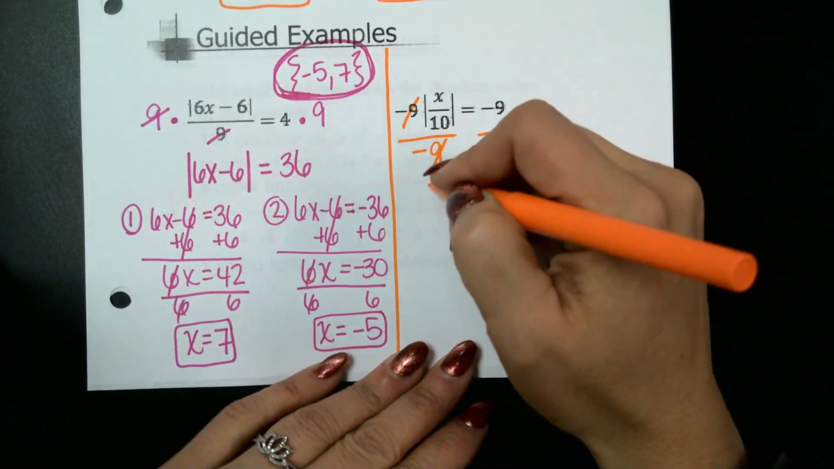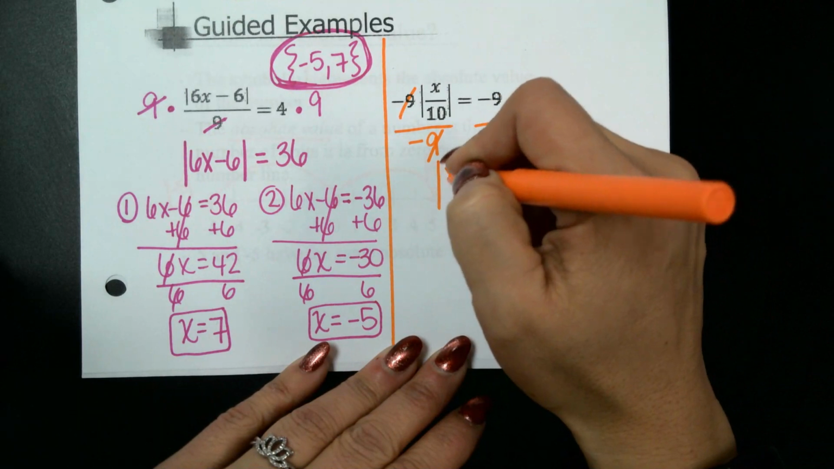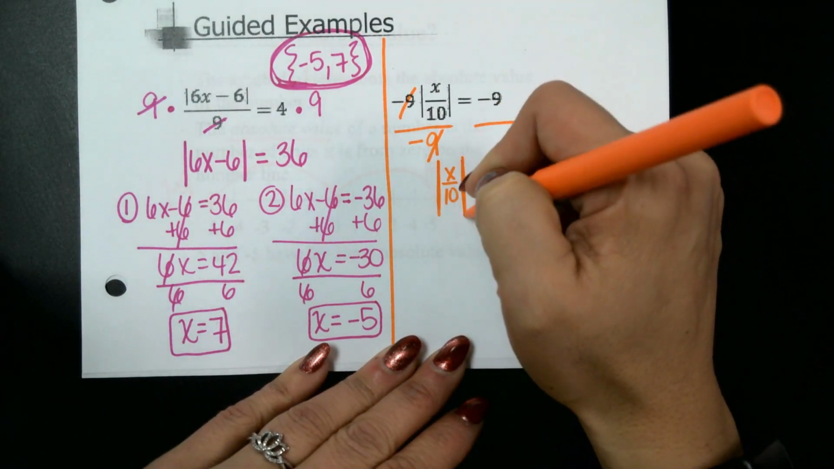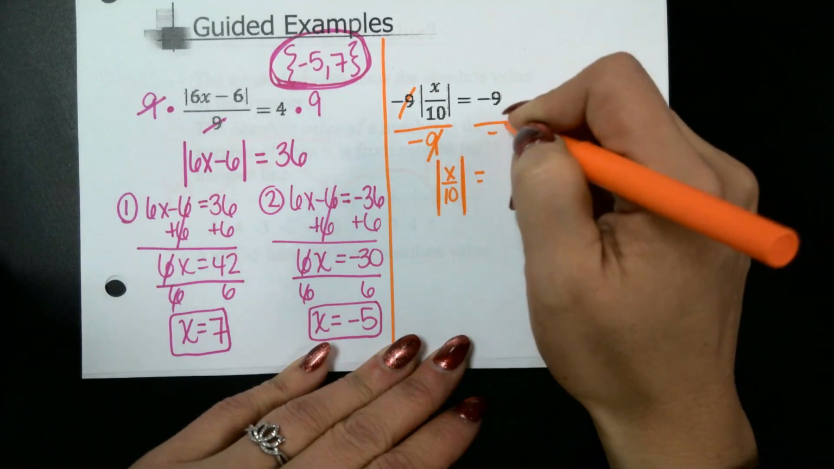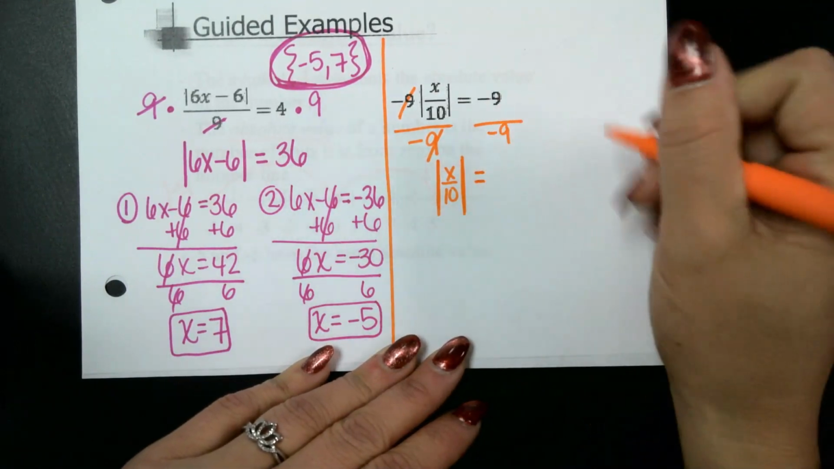Okay, so then, are those bars gone yet? No, just bring down x divided by 10 inside that absolute value symbol. Oops, what's negative 9 divided by negative 9? Positive 1.